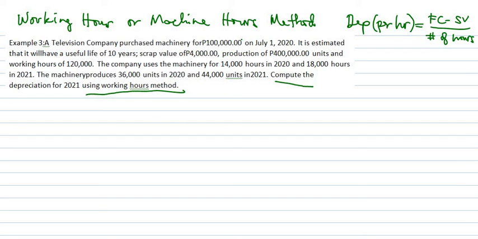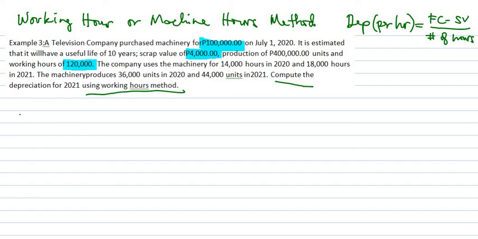So this is our first cost. We have identified already our first cost of 100,000, and then this 4,000 is the salvage value, or the scrap value. Since this is the working hours method, we have to look at the working hours. Production of 400,000 units and working hours of 120,000. That is the capacity.